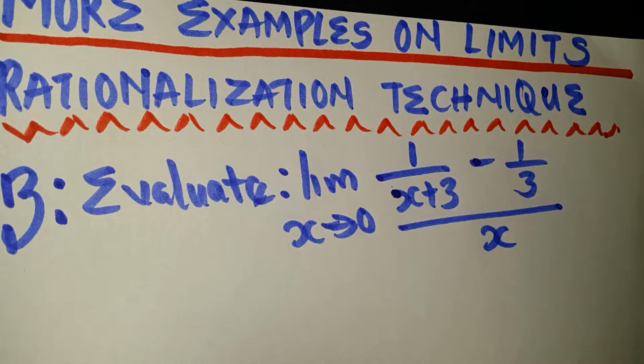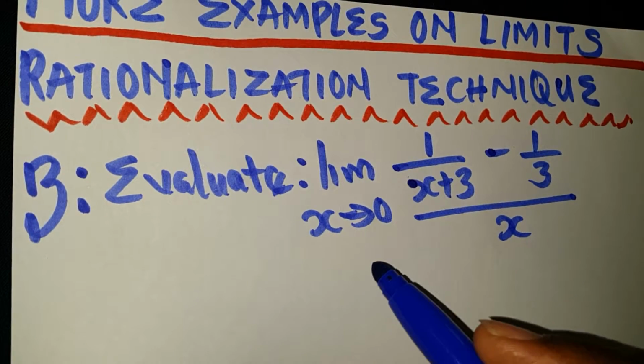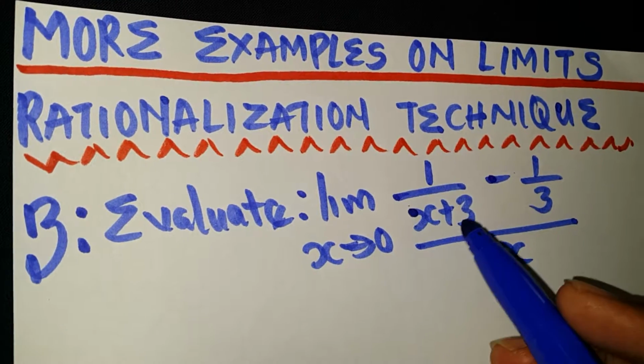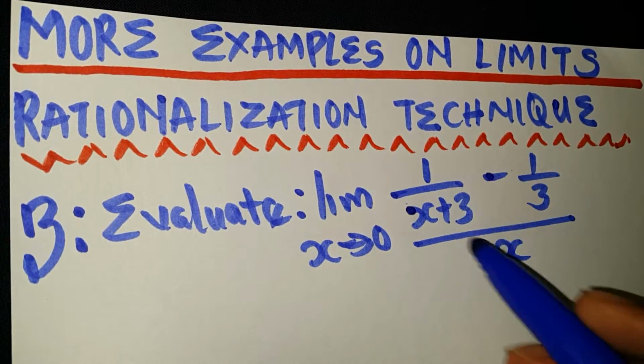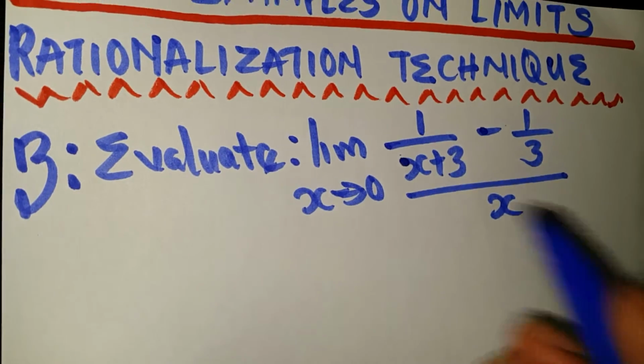So I told you in the previous video that the first thing you have to do is to plug in what your x is tending to. In this case, our x is tending to 0. So we'll be plugging in 0 and check if our answer will be equal to 0 divided by 0. Now let's check. Let's put 0 here.